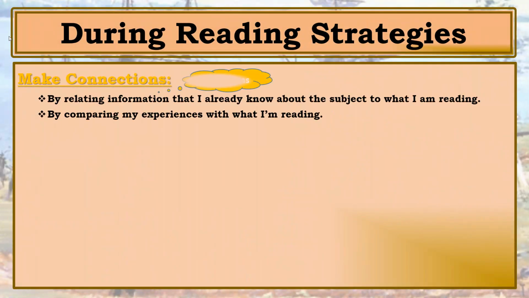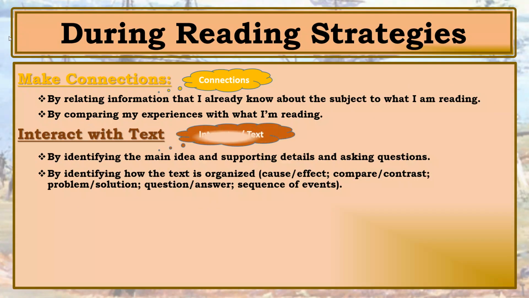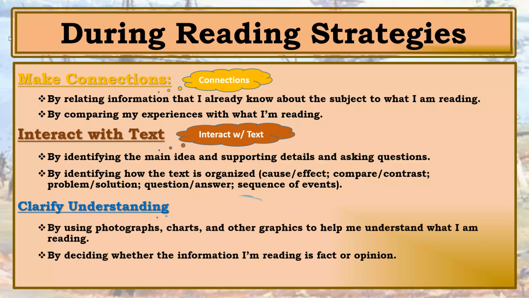Once again, we'll be applying during reading strategies, making connections by relating information that I already know about the subject to what I'm reading, by comparing my experiences with what I'm reading. We'll be interacting with the text as we go along by identifying the main idea and supporting details and asking questions. By identifying how the text is organized, cause and effect, compare contrast, problem solution, question answer, and sequence of events. And finally, through clarifying understanding using photographs, charts, and other graphics to help me understand what I'm reading, or by deciding whether the information I'm reading is fact or opinion.